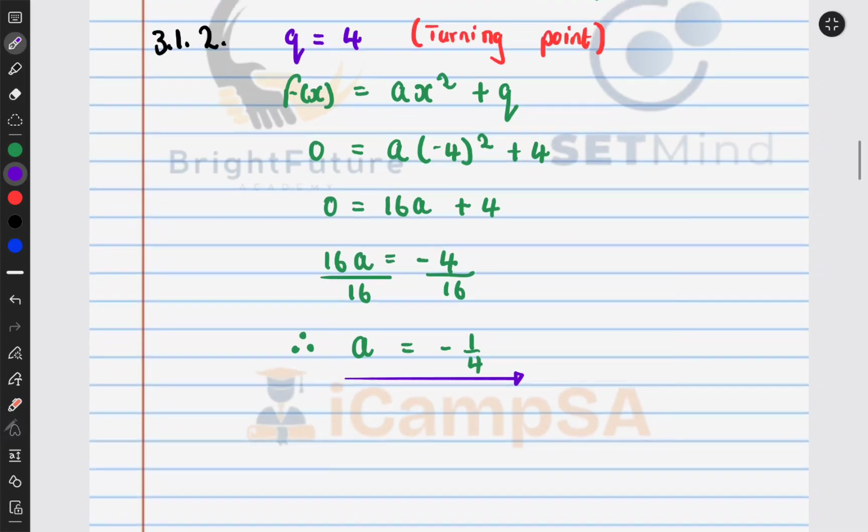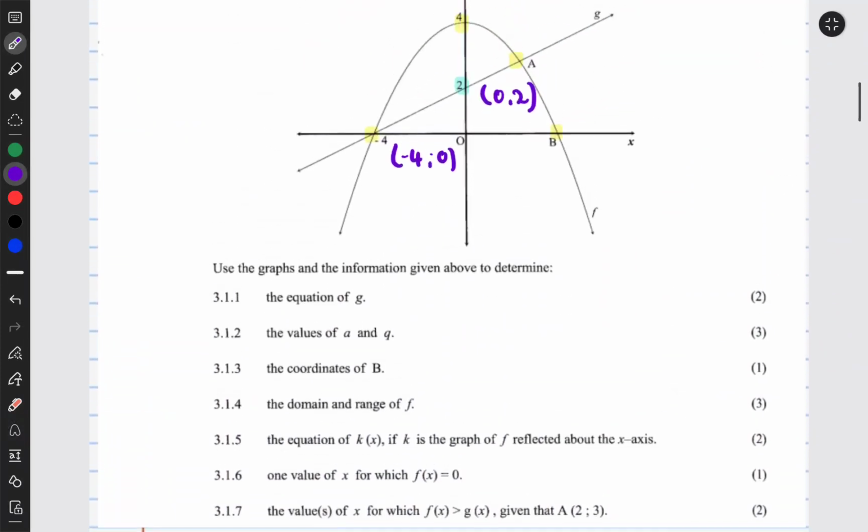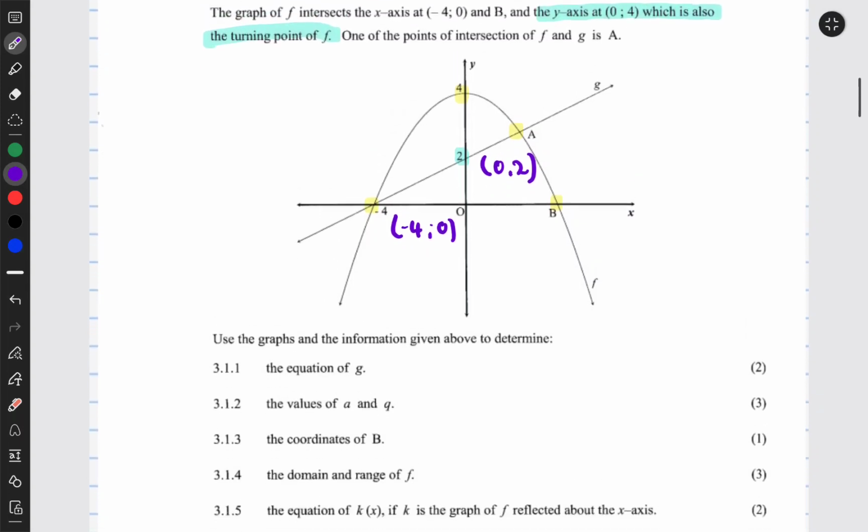And what did I say? I said that we expect the value of a to be negative because our function is facing down, and that's what we see happening there.